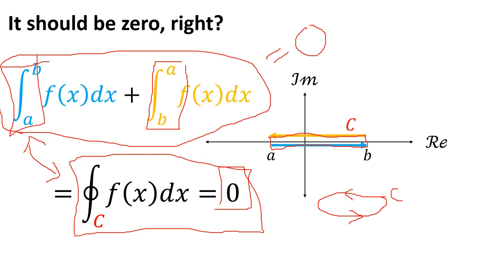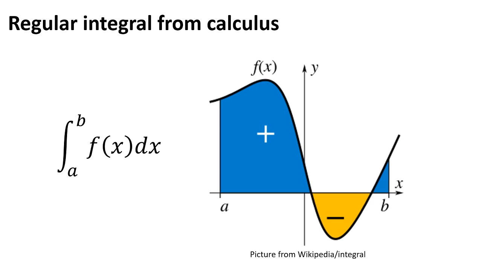Let's just go back to this first one here. If you start at A and you end at B, you'll have some area. But if you start at B and then go back to A in the opposite direction, then it's just the negative.